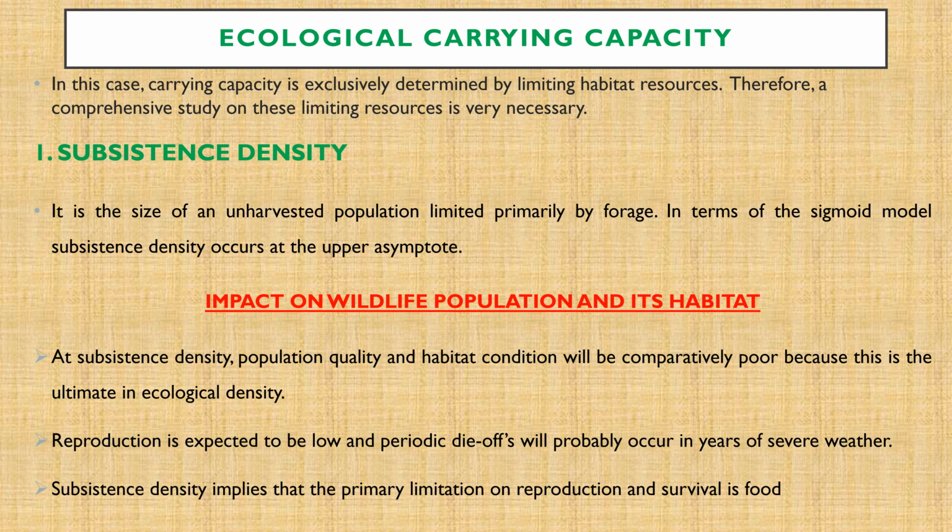The second impact is that reproduction is expected to be low, and periodic die-offs will probably occur in years of severe weather because of lack of food. The third impact is that at subsistence density, it implies that the primary limitation on reproduction and survival is food.